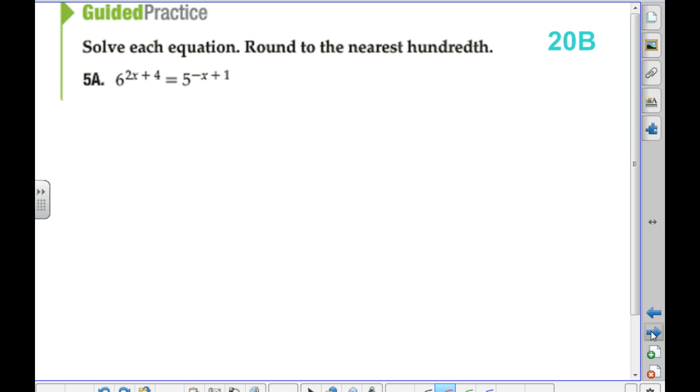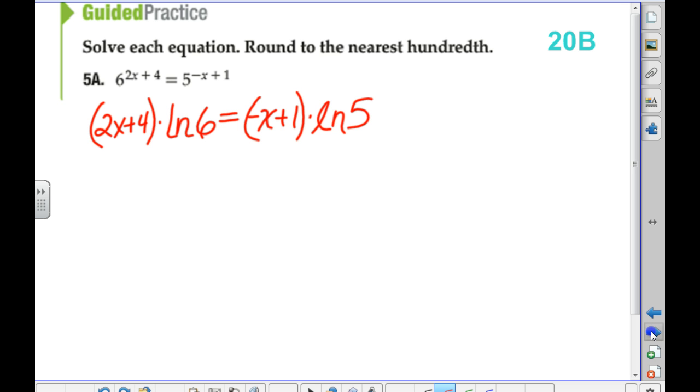There's a couple of these on the homework. There's nothing nice about this. You're just going to get nasty decimals. Okay? You can't rewrite 6 and 5 as a common power, common base. So you end up just having to do 2x plus 4 times the log of 6. I'm going to use ln just because it's shorter to write. And over here I get a negative x plus 1 times an ln of 5. Okay, then it just becomes a calculator typing question.